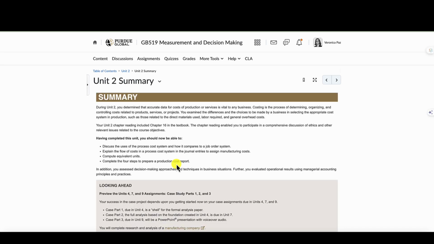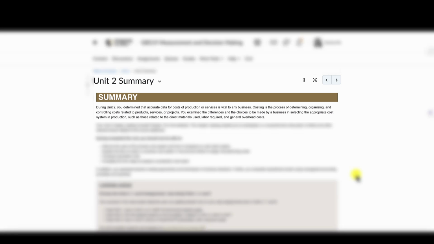Once you do all of these items, you will come to the Unit 2 summary. Hopefully by the time you finish this unit, you have determined the accurate data for costs of production or services, as that is vital to any business. Costing is the process in which we determine, organize, and control costs related to products, services, or projects. Additionally, you hopefully have examined the differences and the choices to be made by a business in selecting the appropriate cost system in production, such as those related to the direct materials used, the direct labor, and the general overhead costs.